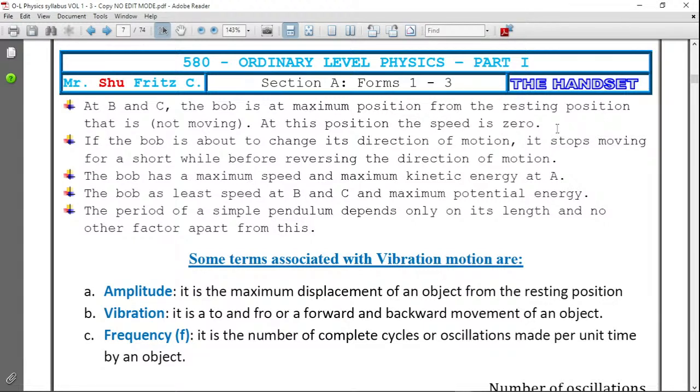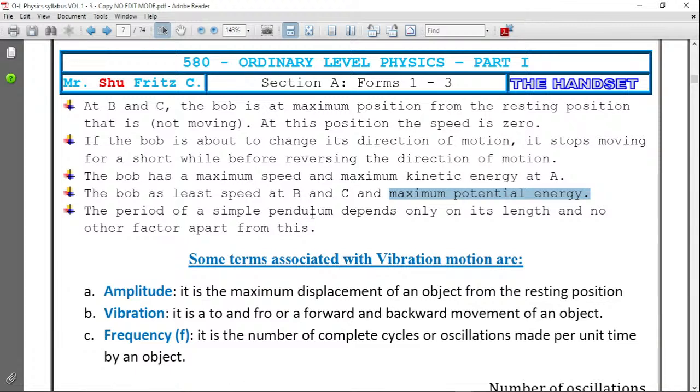This is how you answer the question in the GCE. That's outlined exactly on these notes. If the bulb is about to change its direction of motion, it stops moving for a short while, that's the instantaneous stop, before reversing the direction of motion. The bulb has a maximum speed and maximum kinetic energy at A, that lowest position. The bulb has the least speed at B and C. Whenever the bulb has the least speed, it has the maximum potential energy.